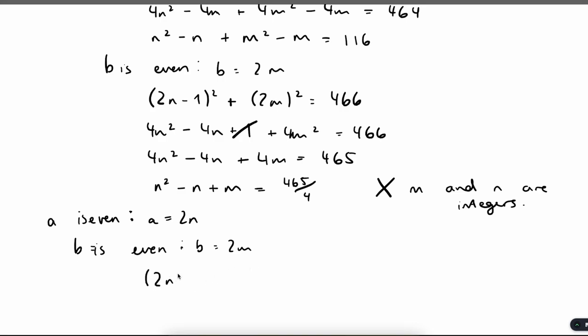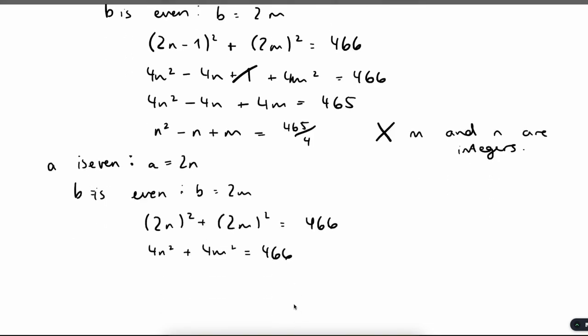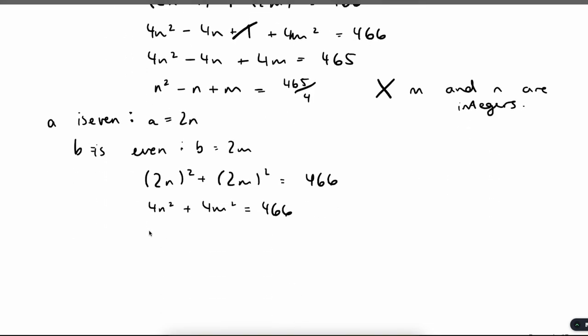So we get 2n squared plus 2m squared equals 466. So we get 4n squared plus 4m squared equals 466. But that is not an integer because you get n squared plus m squared equals 233 over 2, which is not an integer. So m and n are integers, so you cannot possibly get a fraction from integers. So that's where the trick comes in.